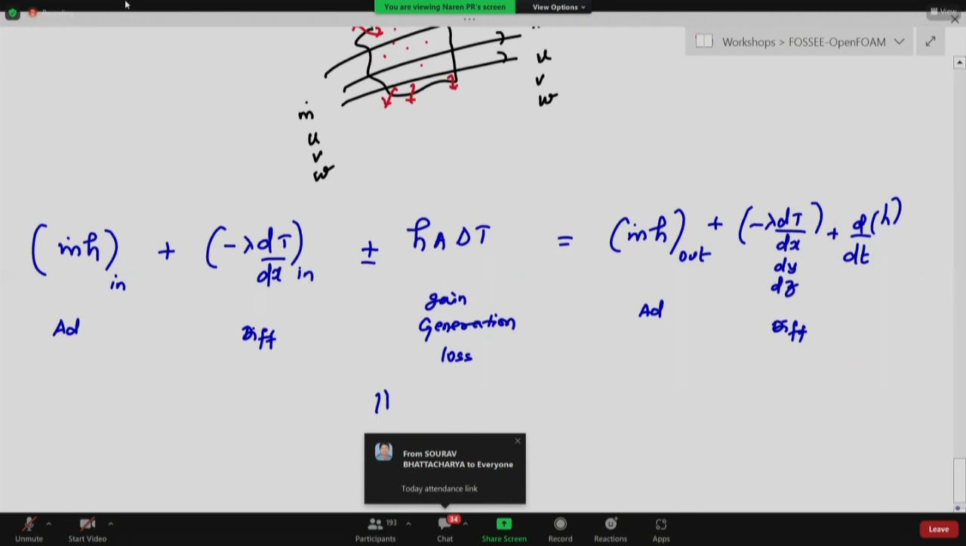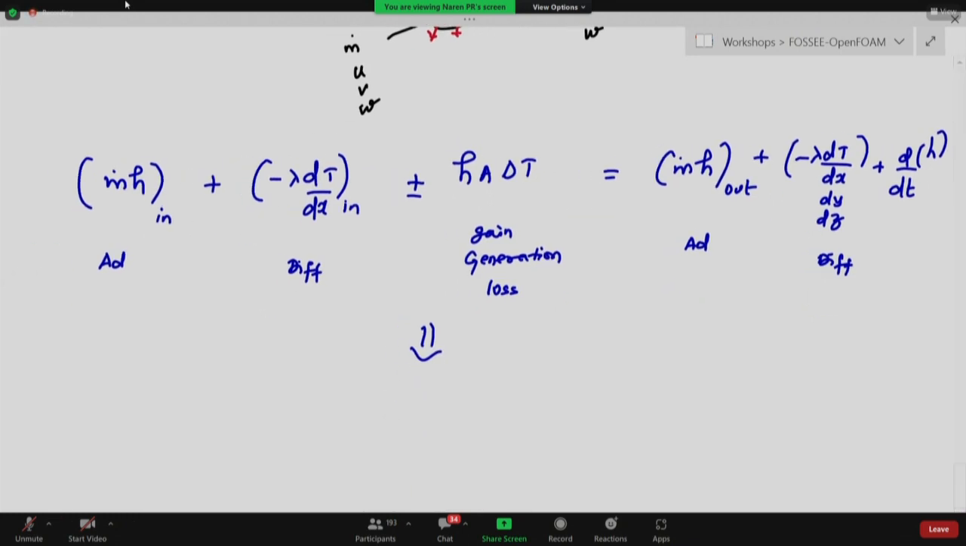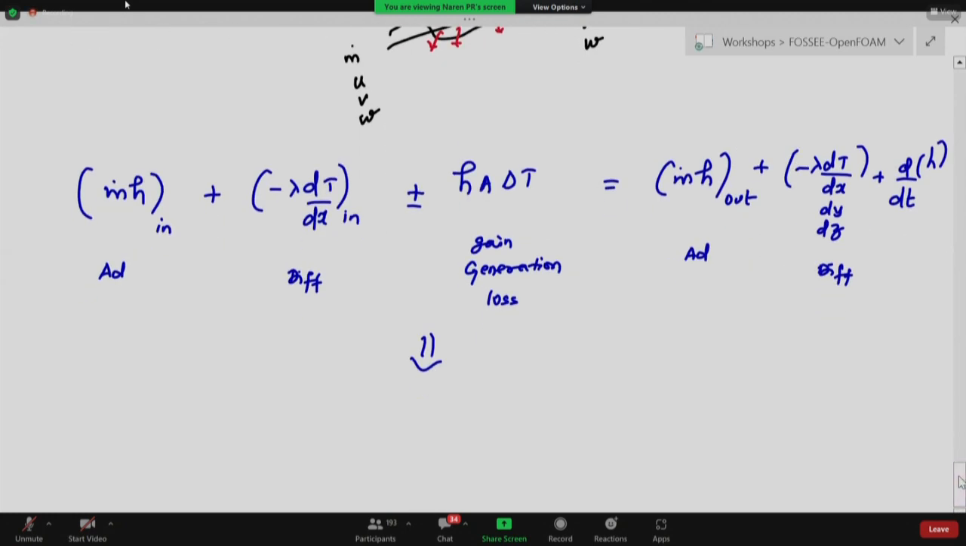This is where the equation starts. And if you go back and see the book, see the other steps of derivation, you will see the final equation would end up something like this.